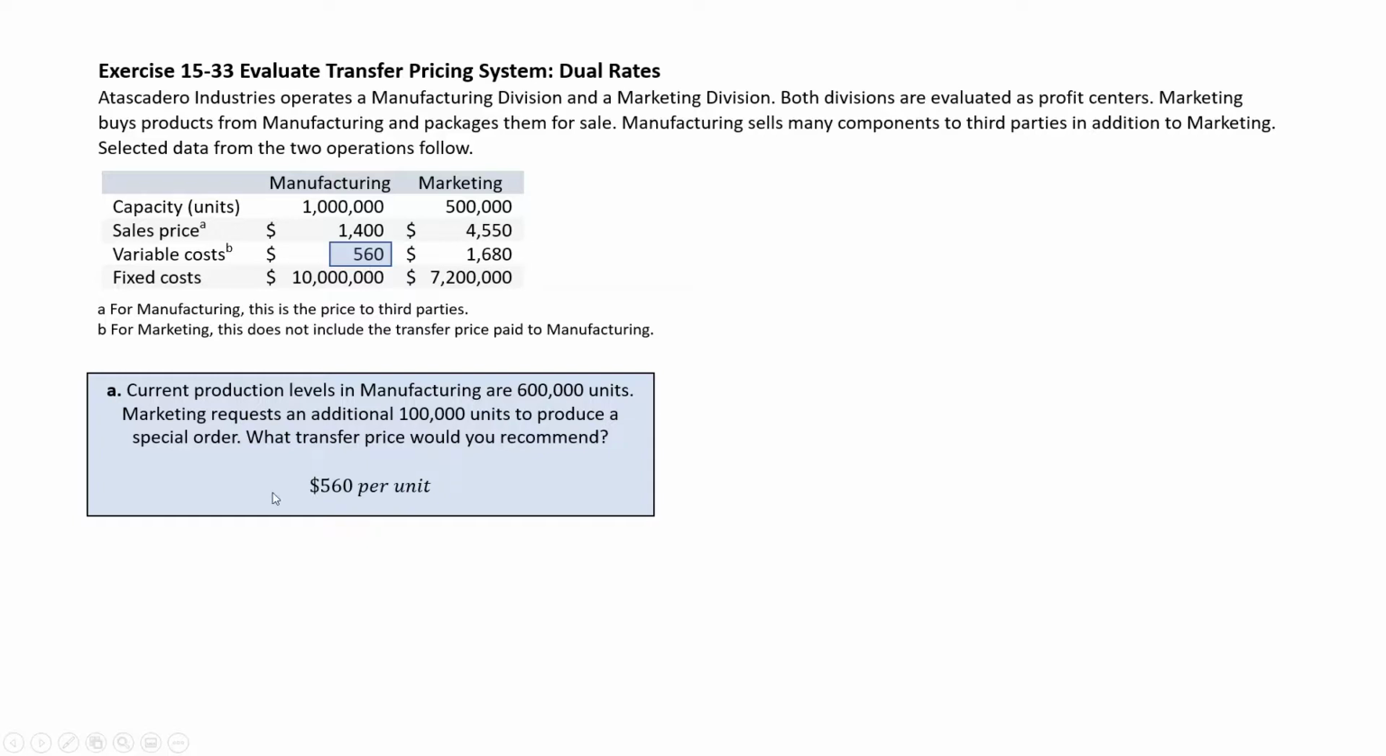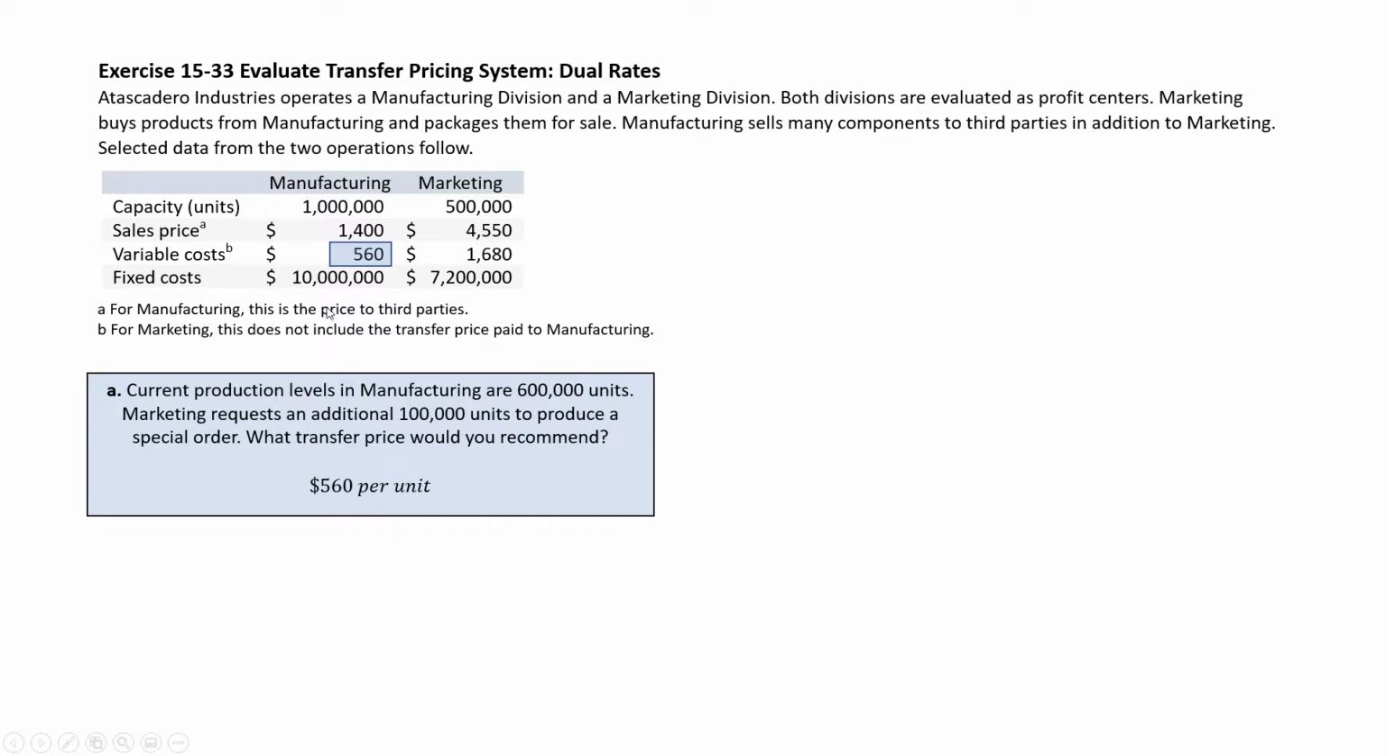Because what you're saying here is, okay, it's not like I'm turning down business. I'm not turning away $1,400 from somebody else. I don't have the additional business. So from a company perspective, it doesn't make sense for one division to charge a third-party price because they can't at that point get it from somebody else.